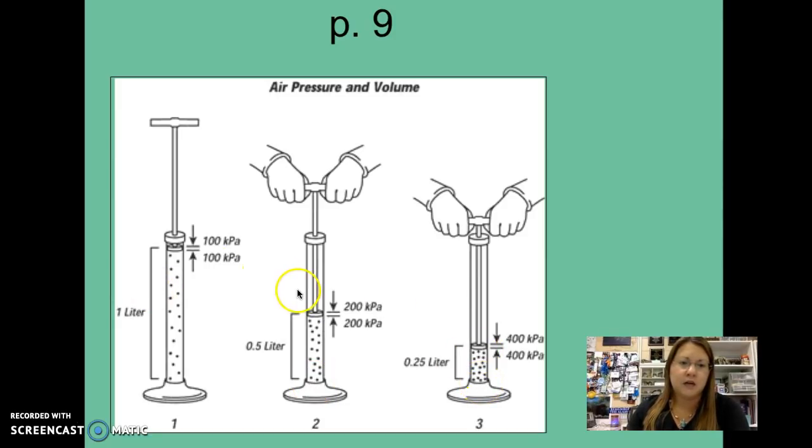So you can look at that pattern and be able to make some observations about the relationship between pressure and volume of gases. So now you should be able to answer those 3 questions on page 9 that are related to this image.